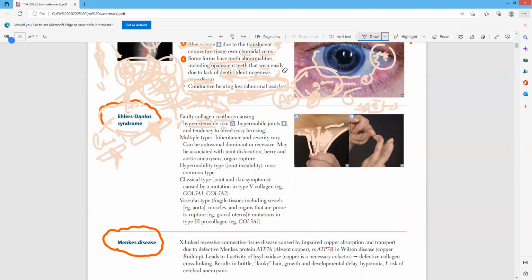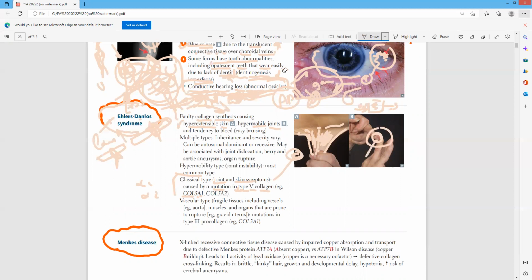And here is the classical type. You will find joint and skin symptoms. Like here, you can do that. This is hypermobile joint, and this is hyperextensible skin, because you have that type 5 collagen, either collagen 5A1 alpha 1 or alpha 2. You will have a mutation here. The same concept. And this is the classical type. Here you have this abnormal skin.